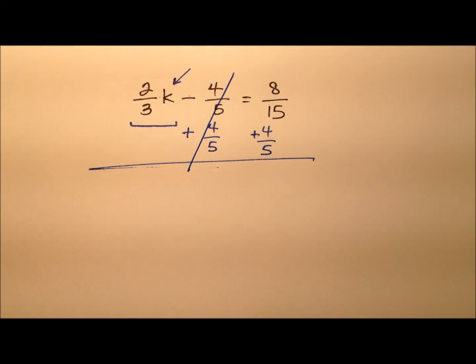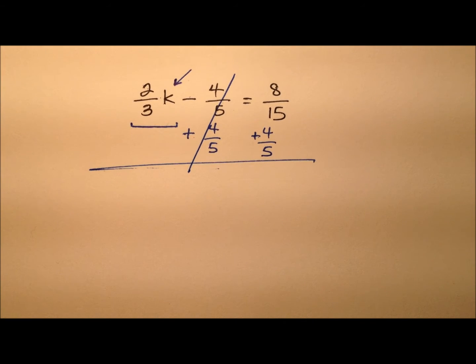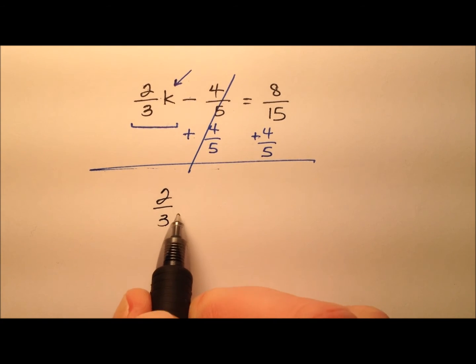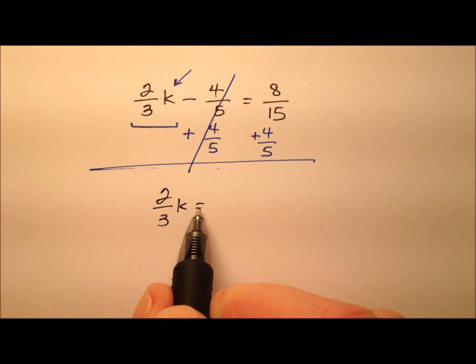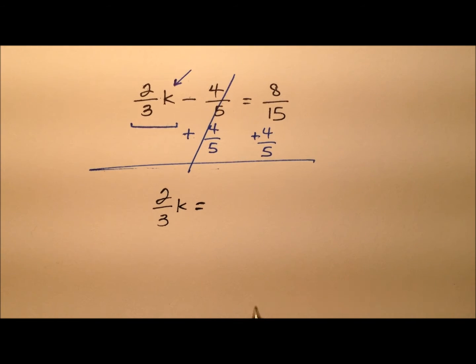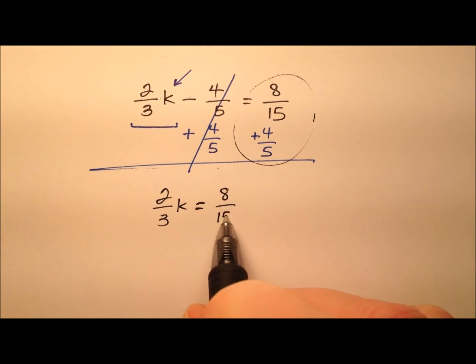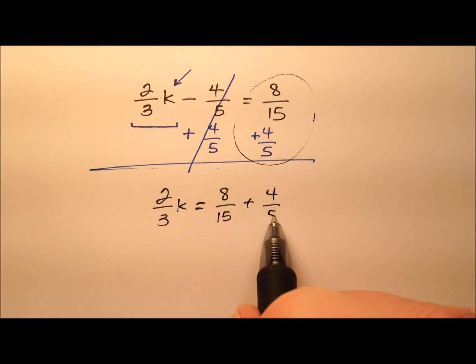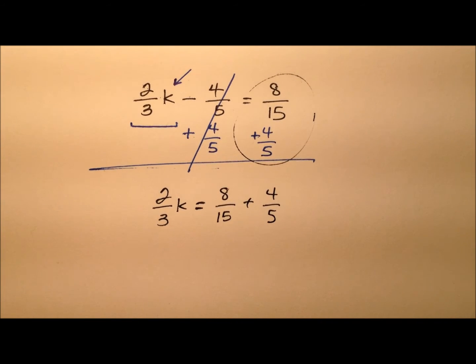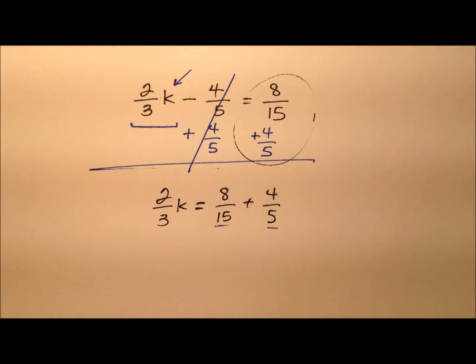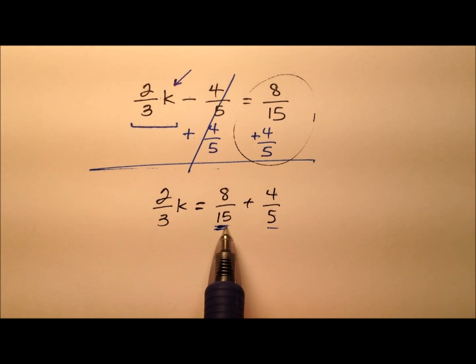So we see that those 4/5 will cancel from the left side, and I'll be left with just this 2/3 k, and that's a good thing. That's what I was going for first. Okay. The right side, though, it looks like I have some fraction addition that I need to do. So we have 8/15 plus 4/5. The common denominator, it appears, will be this 15 here.